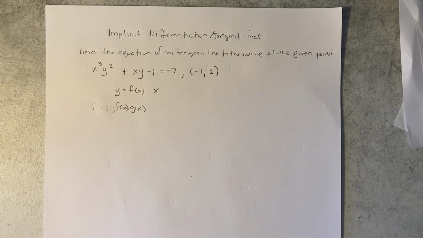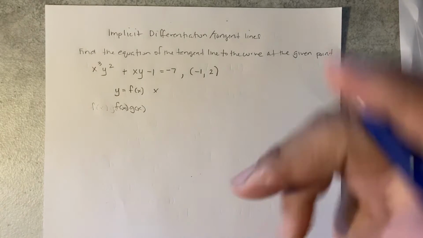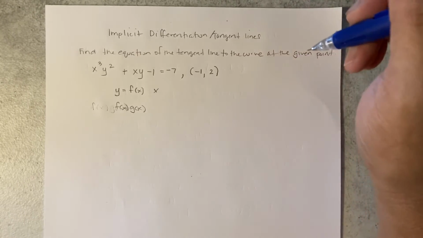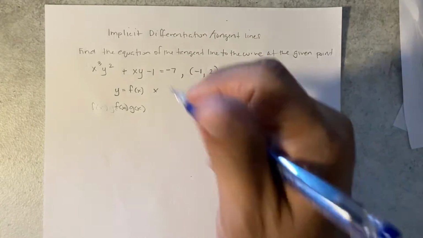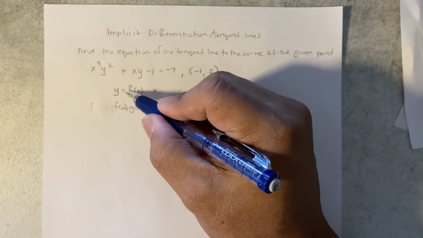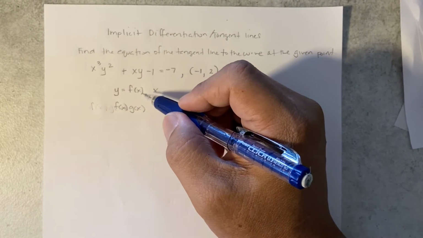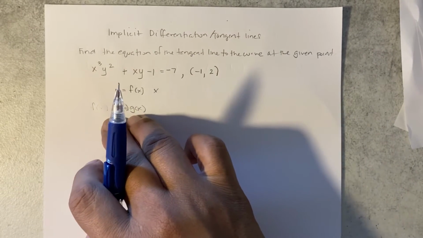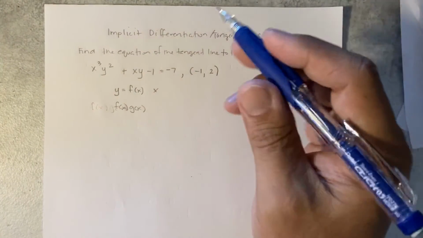Today we're working on tangent lines and implicit differentiation. So we have a problem here. The problem is find the equation of the tangent line to the curve at the given point. Now, what we don't have here is y equals f of x, so y is not dependent on x. We have something of this form here. Okay, so we have to use implicit differentiation.